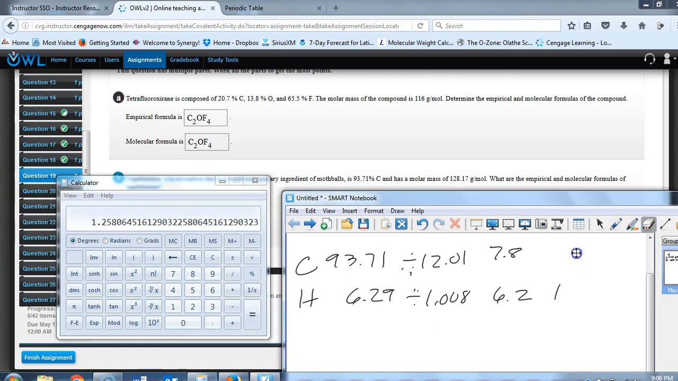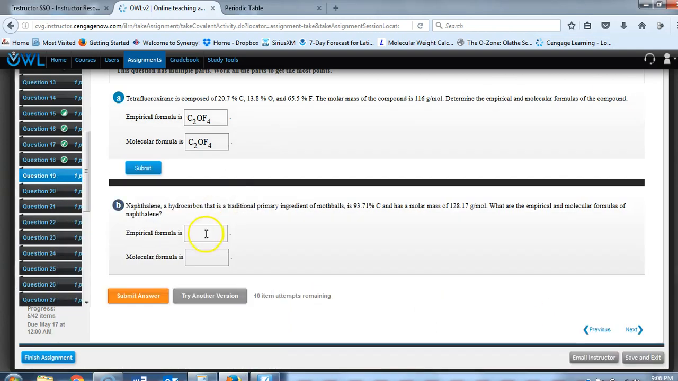What do we do when we get to the last step? Multiply until whole. 1.25 is the same as 1 1/4 or 5/4. How can I get rid of that in the denominator? If I multiply both of them by 4, I'll get C5H, 1 times 4 is 4. Let's see if that is right. C5H4.